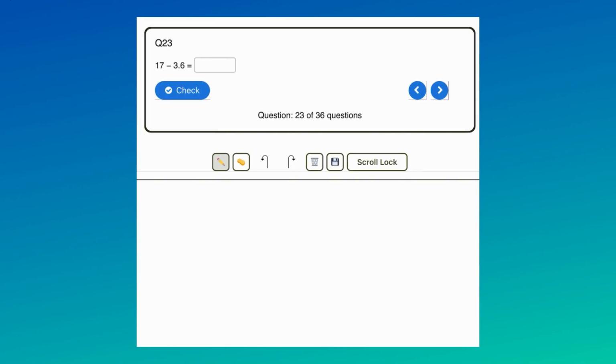Question 23, 17 take away 3.6. Now I need to make sure for a question like this that I line up my place values correctly. So my top row I've got 17, and my next row I've got 3.6. Now because I don't have anything in the tenths column, I need to put a 0. So I can now do my subtraction like normal.